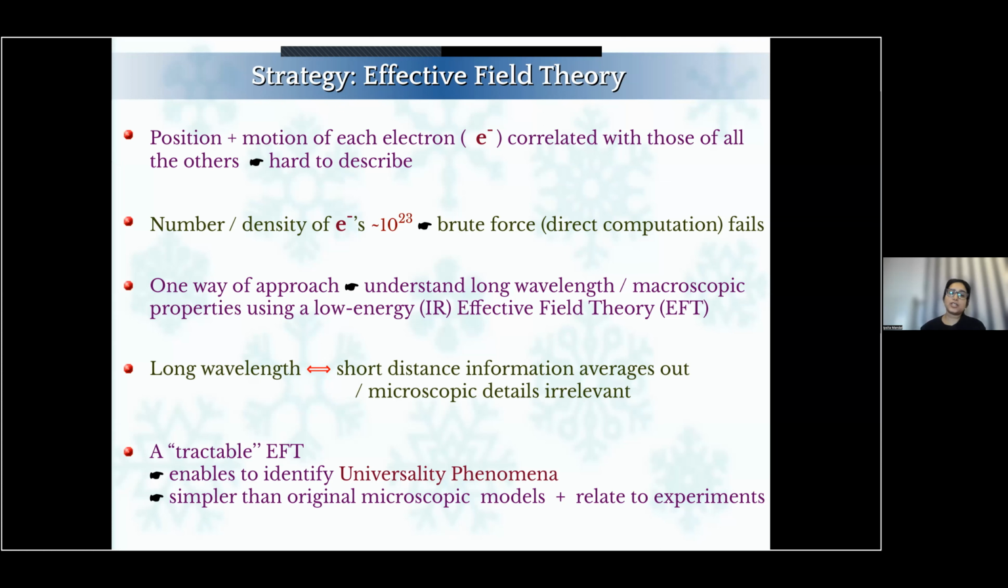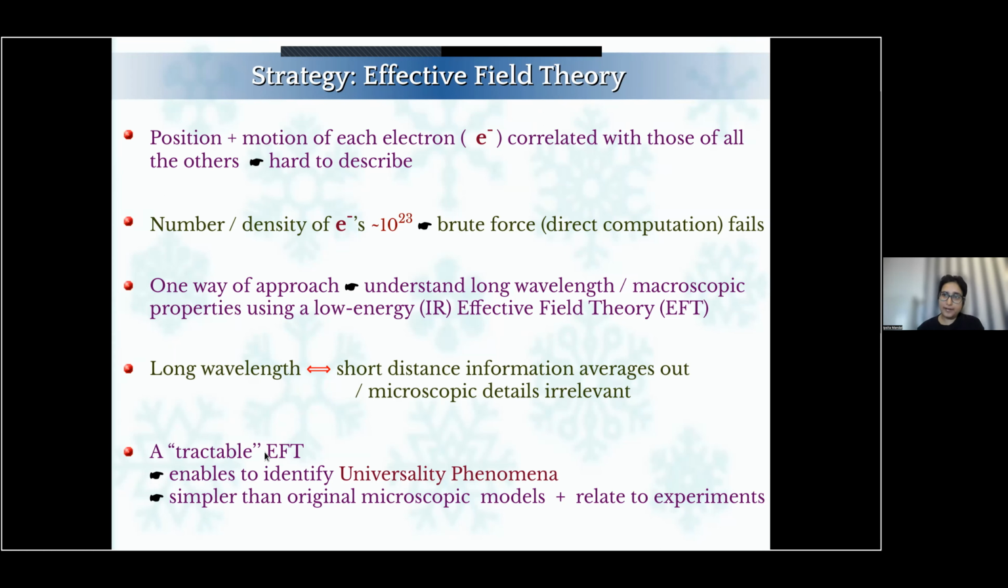Now, when we are talking about long wavelength, it means that the short distance information averages out, or the microscopic details of the systems are irrelevant. And many systems show similar behavior in this long wavelength limit, by which we can divide them into universality classes.